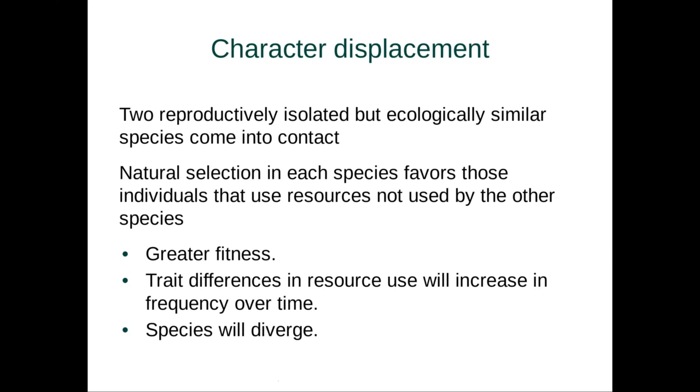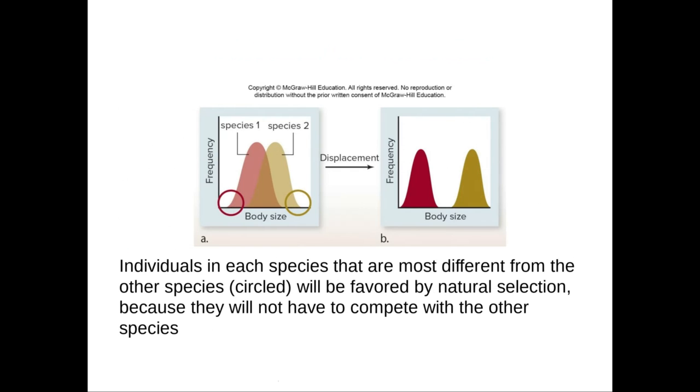Now, natural selection in species that are reproductively isolated but ecologically similar gives a few things. The first gives greater fitness. It also gives trait differences in resource usage that will increase in frequency over time, thus leading to divergence of species. So we can look at this.